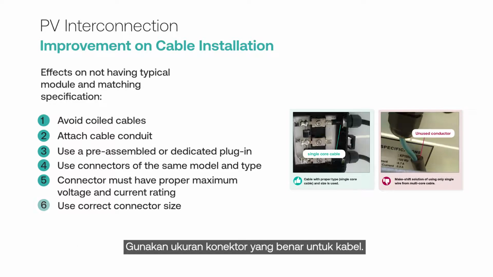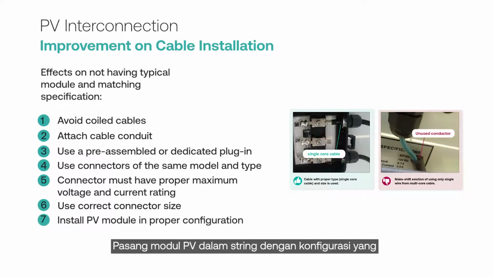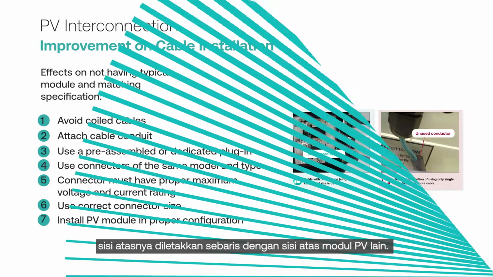Use the correct connector size for the cable. Cable installation that is too large will cause water to enter the internal connection. Install the PV module within a string, in a configuration that its top side is placed on a line with other PV module's top side.